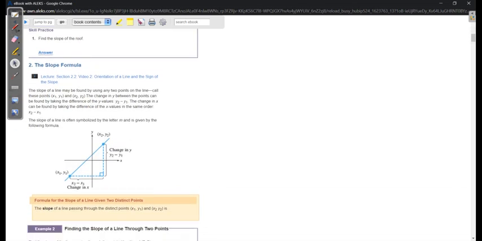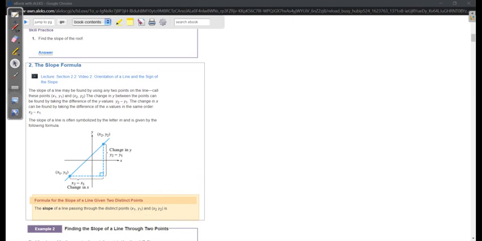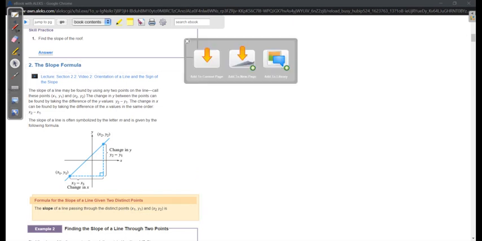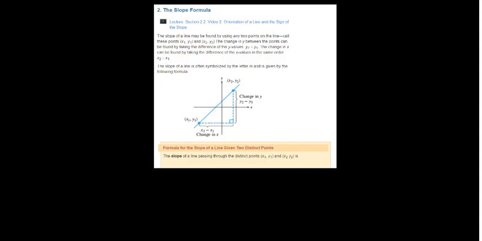But we will talk about the slope formula. There's going to be a lot of formulas that we're about to learn, and they're going to go really fast. And I've got bad news. There's really no other way about it. You have to memorize these equations.